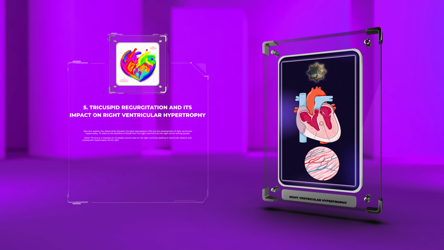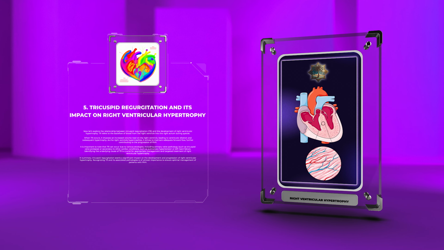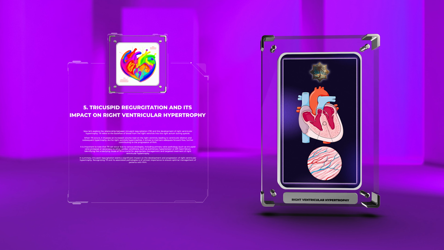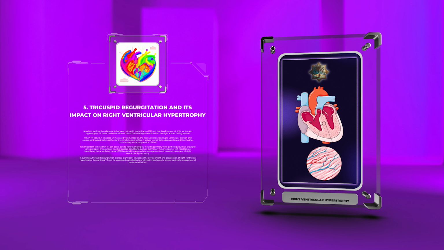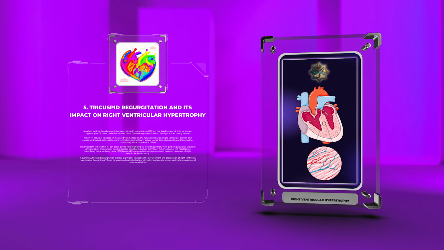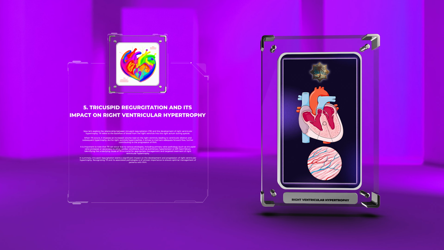Now let's explore the relationship between tricuspid regurgitation, TR, and the development of right ventricular hypertrophy. TR refers to the backflow of blood from the right ventricle into the right atrium during systole. When TR occurs, it imposes an increased volume load on the right ventricle, leading to ventricular dilation and subsequent hypertrophy. As the right ventricle hypertrophies, it strives to maintain adequate forward flow, further contributing to the progression of RVH.